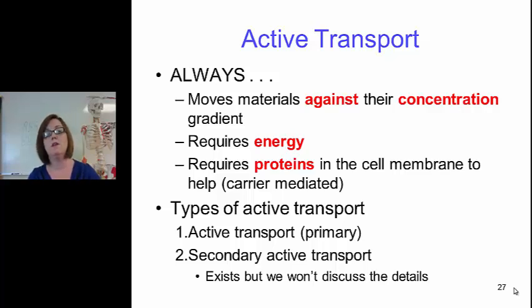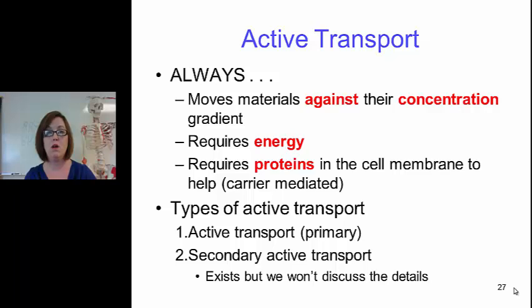Okay, now we're going to look at another type of transport called active transport. With passive transport, what was driving passive transport was diffusion. With active transport, we're going against diffusion, right? We're moving materials against their concentration gradient, right?